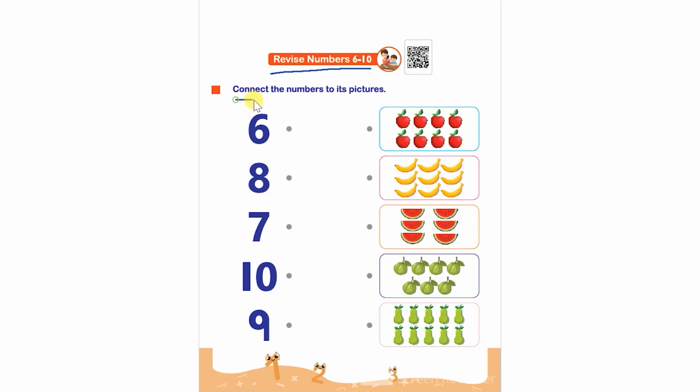In this worksheet, the topic is revise numbers 6 to 10. Over here, connect the numbers to its pictures. So, the child has to connect the given numbers to their pictures. So, here first is number 6. So, the child has to figure out where there are 6 objects. So, 1, 2, 3, 4, 5, 6. So, here are the 6 objects. After that, 8. So here there are 1, 2, 3, 4, 5, 6, 7, 8. 8 objects. So the child will connect it over here.